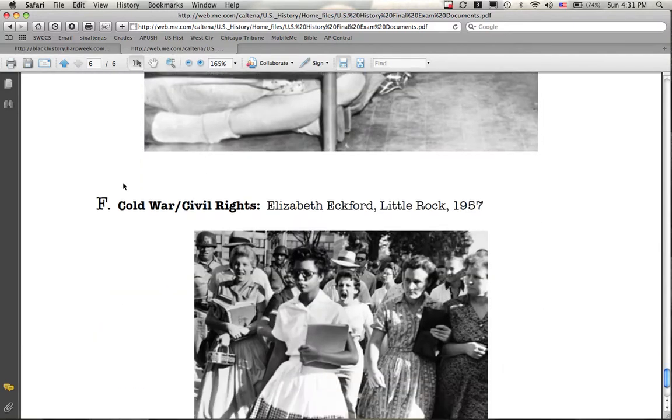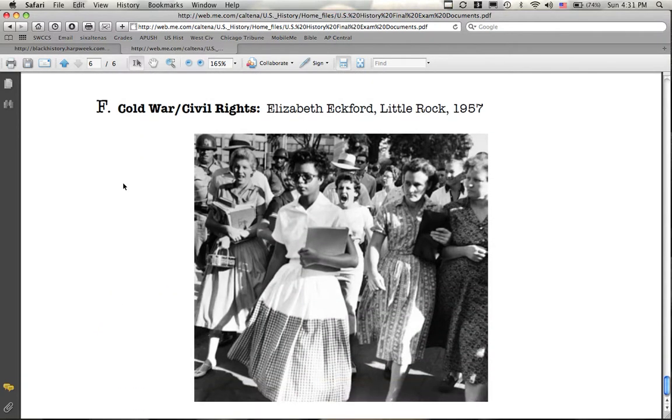And then finally, here's poor Elizabeth Eckford, Little Rock, September 5th, 1957. What was happening on this day? What happened in 1954? And what happened in 1896 that all fit into this?